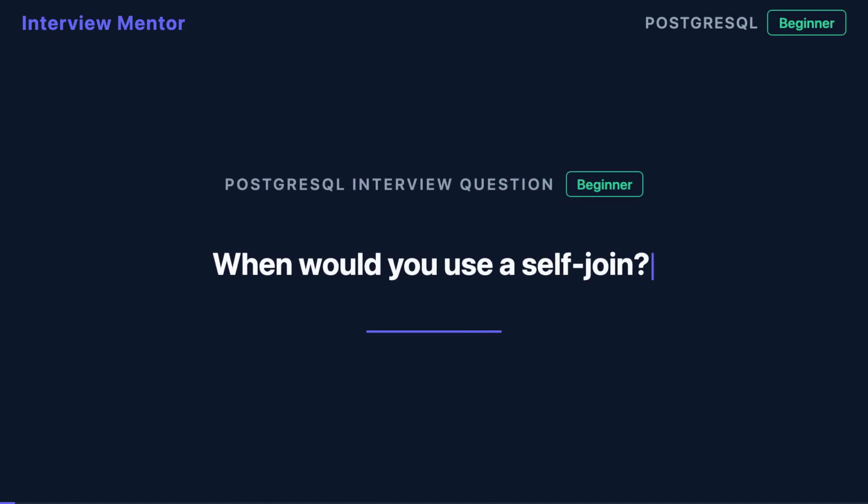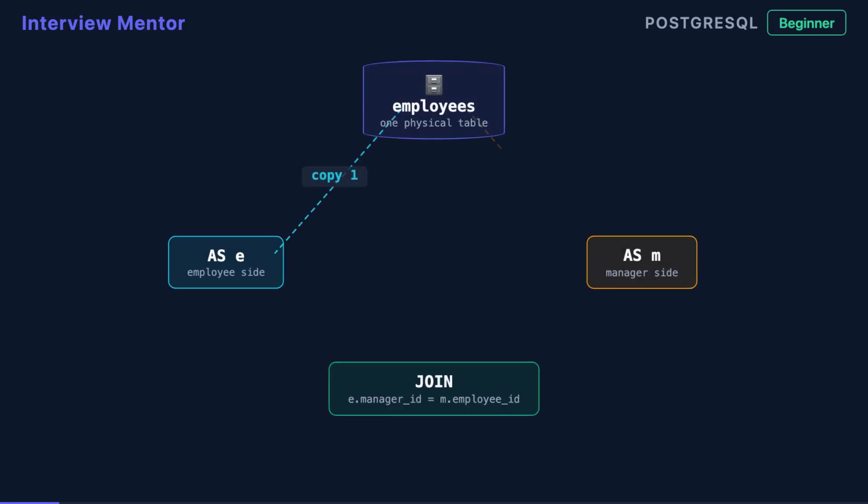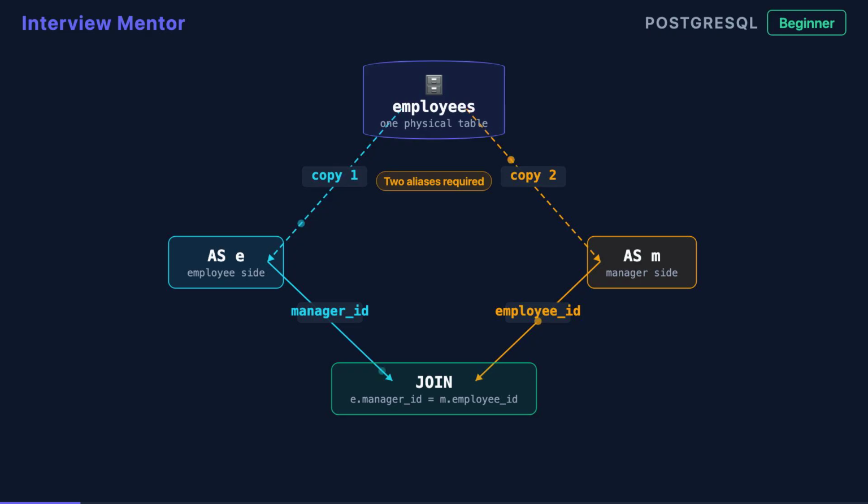Your employee table stores managers too. So how do you join a table to itself? A self-join is exactly what it sounds like. You join a table to itself. SQL doesn't care that it's the same physical table.